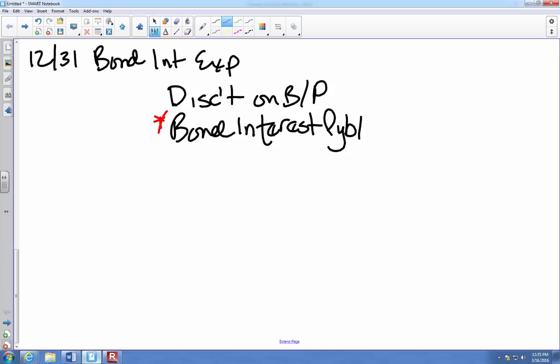And you should be able to do this calculation, bond interest payable. It's principal times rate times time. But think very carefully about what the T is. We just paid interest the 1st of November, and now it's 12/31. Okay, so do that math, and then also see if you can figure out how much discount you should amortize for 2 months.